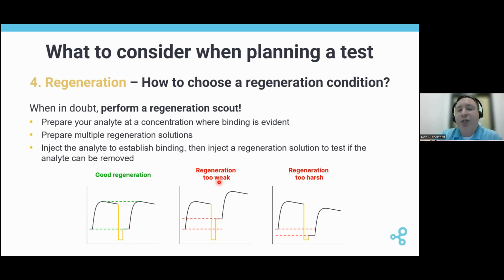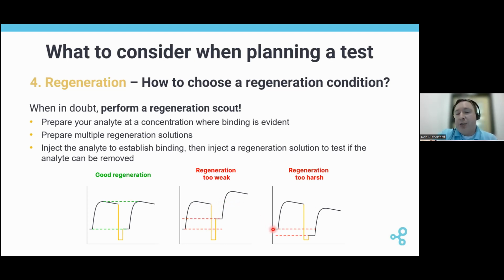If you choose a regeneration that's too weak, then you'll see a decrease in the baseline, but it won't go all the way back down to where it was prior to your first analyte injection. This is telling us that we removed some of our analyte, but we weren't successful in removing all of it. So for any new injection of analyte, there's not the same amount of ligand on the surface that's capable of binding, and we may see different responses because we didn't actually strip all of the analyte from our previous injection.